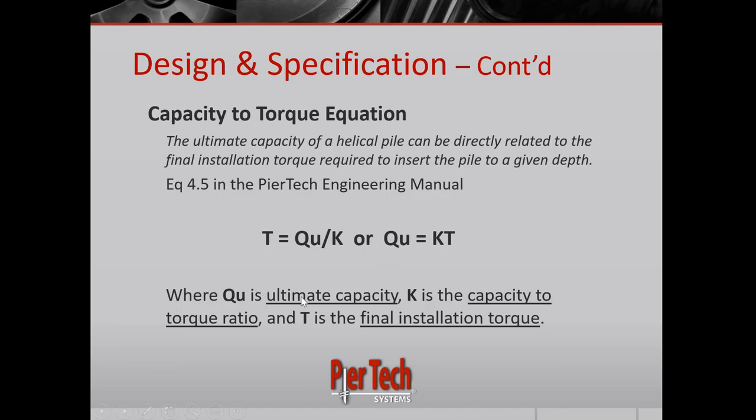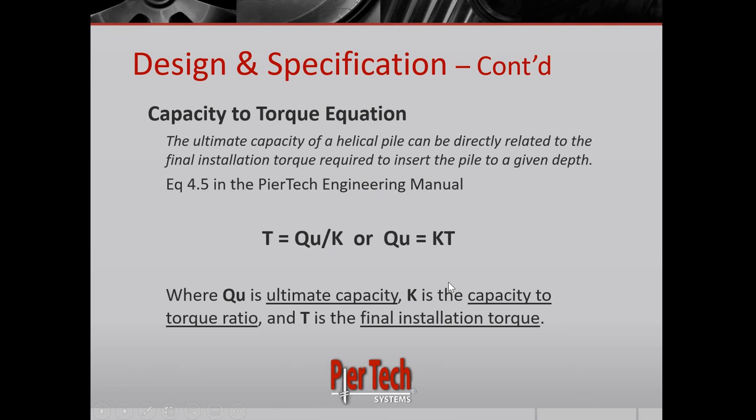The first version of this equation, that I'm circling right here on the left side, is the main equation that you'll be using as you go about and do projects. With this equation, you'll have the ultimate capacity that you've calculated by doubling the working load, and then you'll divide that by the shaft K factor, or the capacity to torque ratio as we call it. So you'll take your ultimate, divide it by K, and it'll give you your final installation torque.